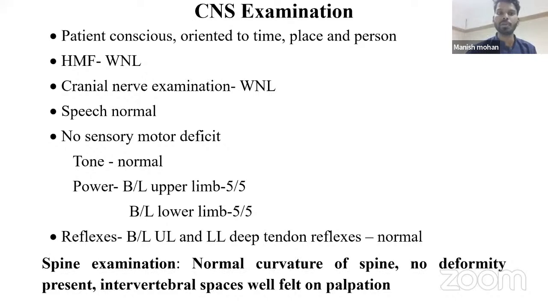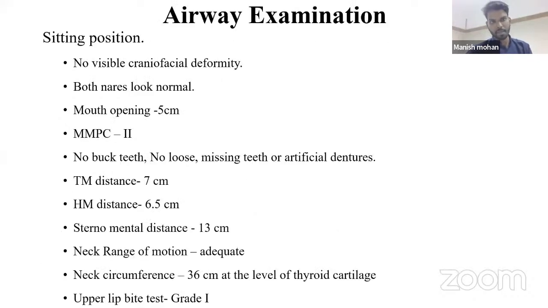CNS examination: patient was conscious, oriented to time, place, and person. Higher mental functions were within normal limits, and cranial nerve examination was also within normal limits. Speech was normal. There were no sensory or motor deficits. Tone and power were also normal in the upper and lower limbs. Reflexes were normal in both upper limb and lower limb. Spine examination was normal with normal curvature of spine, and there were no deficits, and intervertebral spaces were felt on palpation.